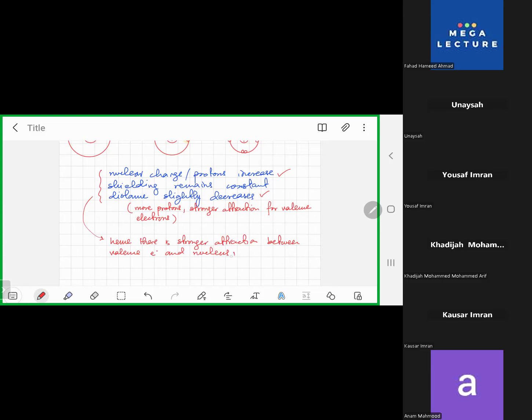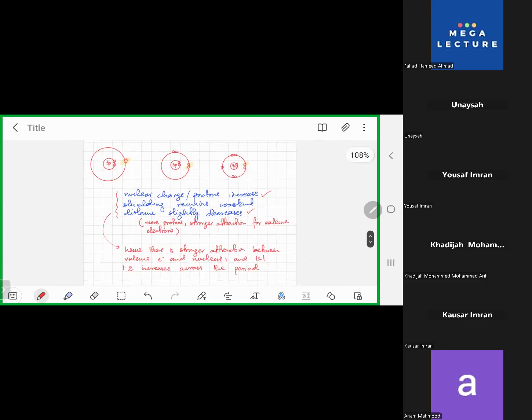And first ionization energy increases across the period. Okay, is that clear, across the period? Yes, sir. Okay, note this down. The notes have already been sent, in the group also. Sir, I have a question. In the period, beryllium and boron, and nitrogen and oxygen, these are exceptions, right? Because there the ionization energy slightly decreases.